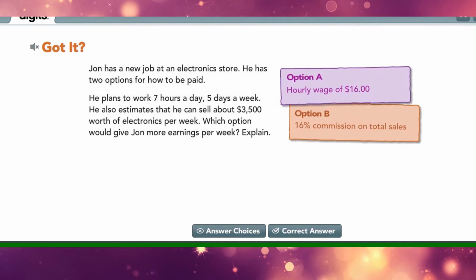John has a new job at an electronics store. He has two options for how to be paid. Option A, hourly wage of $16. Option B, 16% commission on total sales. He plans to work 7 hours a day, 5 days a week. He also estimates that he can sell about $3,500 worth of electronics per week. Which option would give John more earnings per week? Explain.